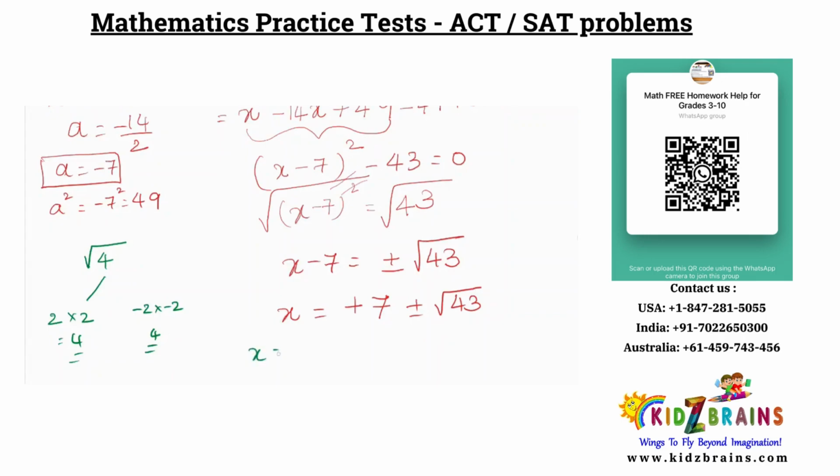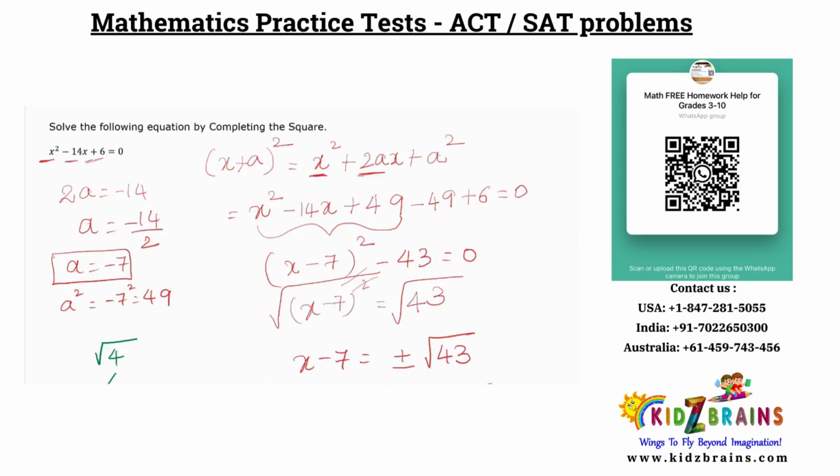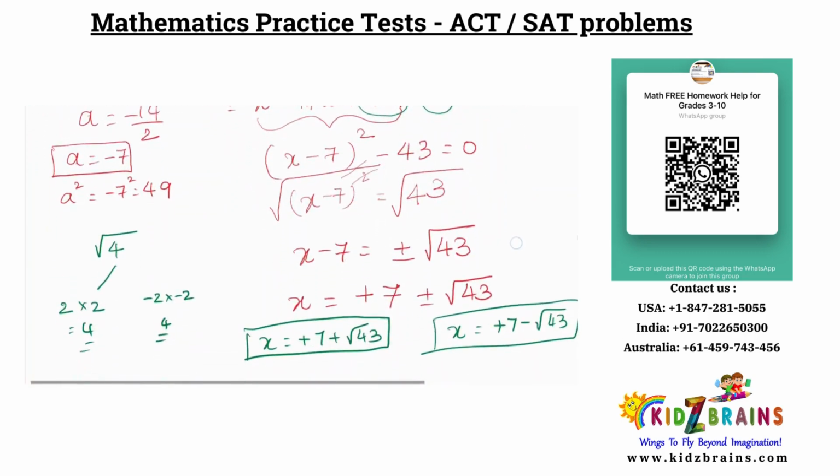So now your x can be 7 plus root 43, and another value is x equal to 7 minus root 43. Both these values will satisfy the equation. So we have solved the above equation by completing the square. We are converting this into a perfect square because the current equation x square minus 14x plus 6 is not a perfect square. So this doesn't apply the formula x square plus 2ax plus a square. So we add some term and then subtract some term which makes it a perfect square. Then we rearrange it and then find out the value of x.